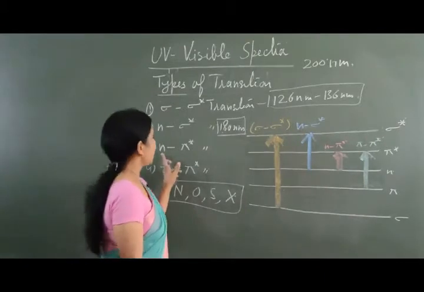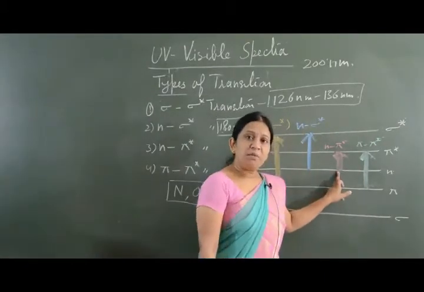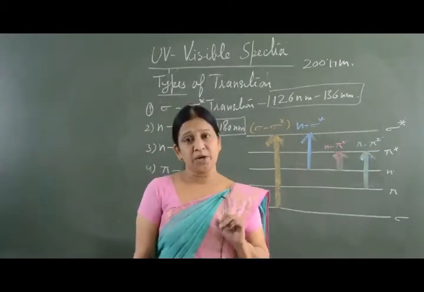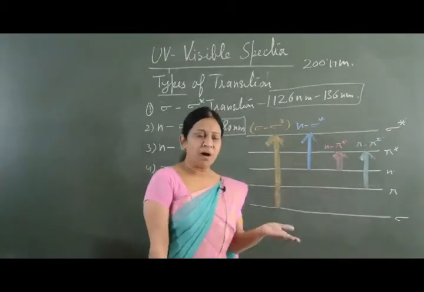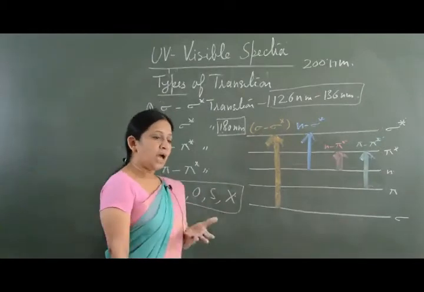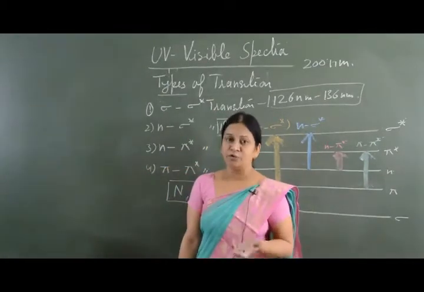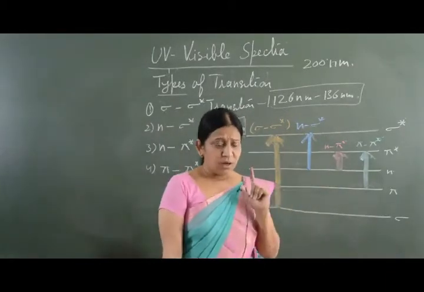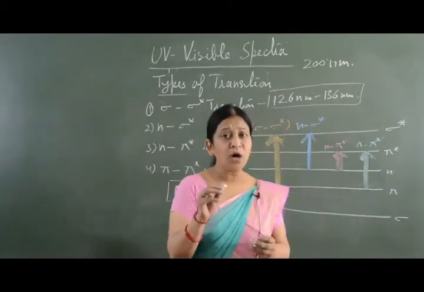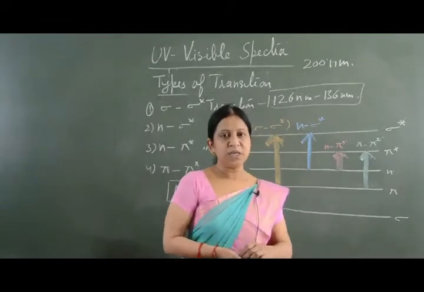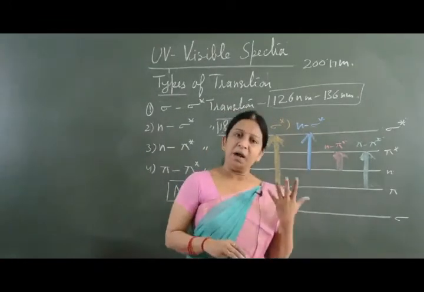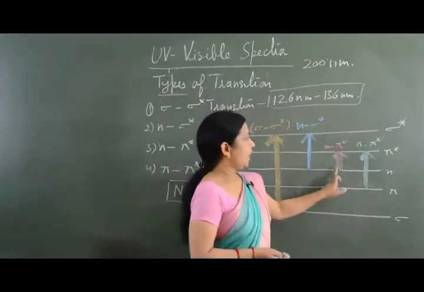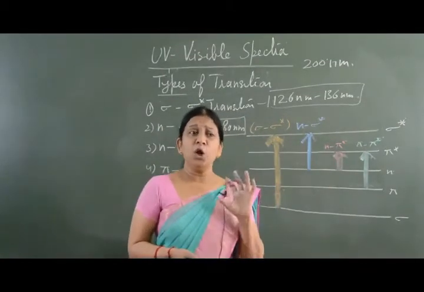The third transition is n to pi star. Because the pi orbital is involved, that means it is an unsaturated compound. So any unsaturated compound with lone pair of electrons is going to give this transition, n to pi star. Now what happens is, the non-bonding orbital and the pi bonding orbital are perpendicular to each other. Because they are perpendicular to each other, the transition of the electron is difficult. So this transition n to pi star has very low intensity.